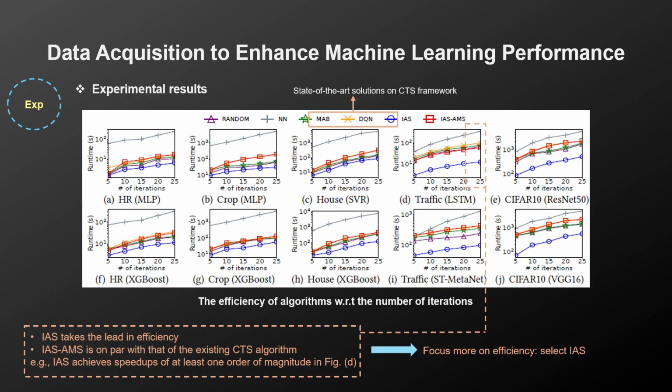For efficiency, IAS achieves the best efficiency. At the same time, IAS-AMS remains comparable to the existing CTS algorithm in runtime while achieving better effectiveness. Overall, these results show that our methods significantly improve the efficiency-effectiveness trade-off for data acquisition.